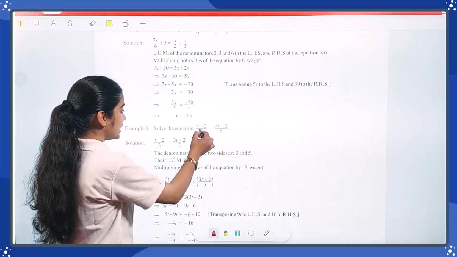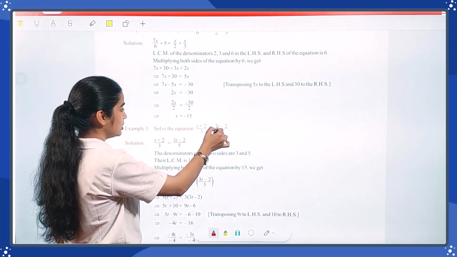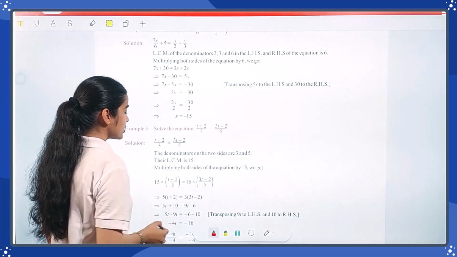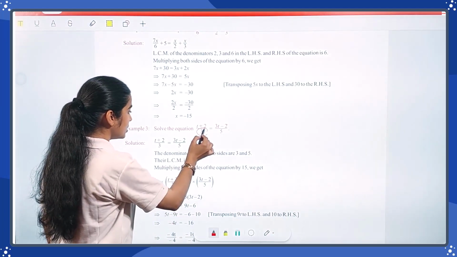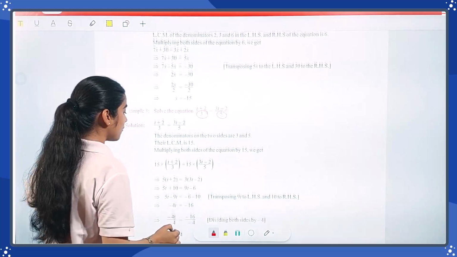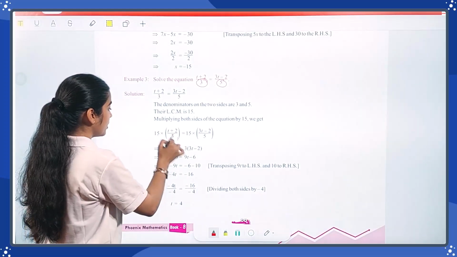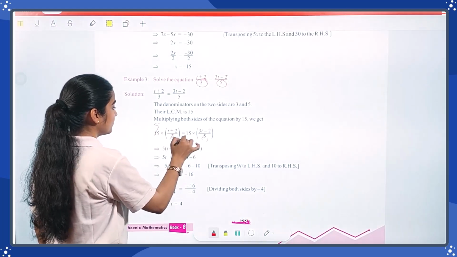Next we have t plus 2 by 3 is equal to 3t minus 2 upon 5. Again, what you have to do? First, you have to take the LCM of 3 and 5. Then you have to multiply 15 with both the sides, and at the moment you get here 5 and here 3.